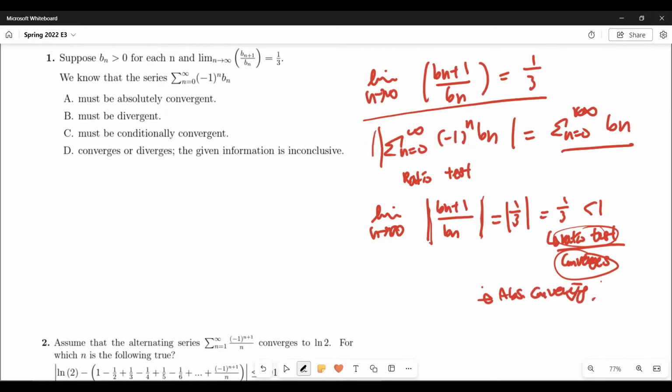Because we put the absolute value to get rid of the negative sign, you get Bn, and then you apply the ratio test, B(n+1) over Bn, which we are given as 1/3. Since 1/3 is less than 1, by the ratio test it is converging, and since we put the absolute value, it is absolutely converging. So this must be absolutely converging, so the answer is A.